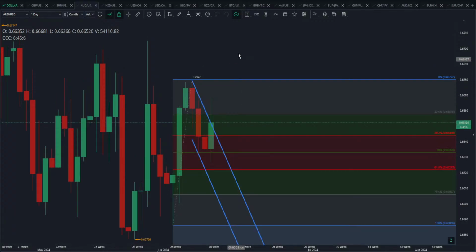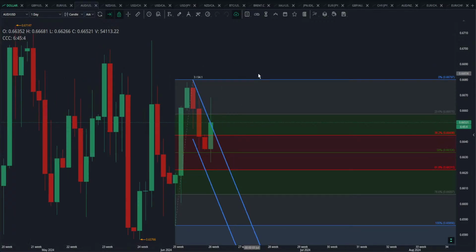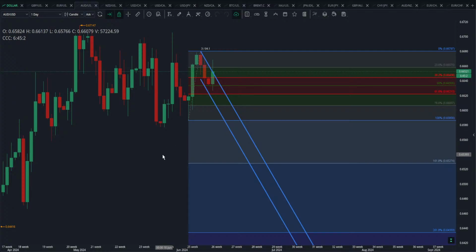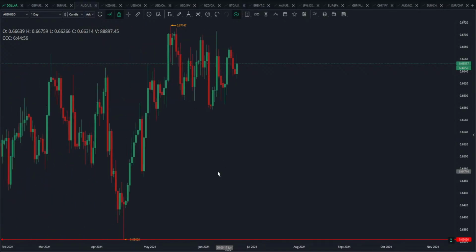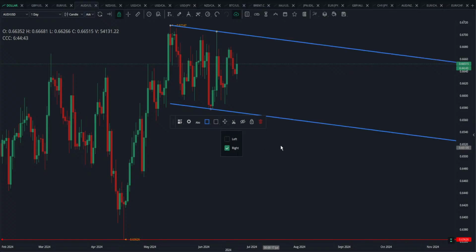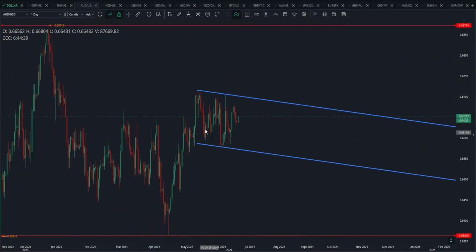Now, why am I thinking about this? Let me remove everything else. You see, the price was making higher highs and higher lows, and then it went into consolidation. Now, one thing for sure, when you draw this channel and extend it to the right, you will see that this is a consolidation. This is not a down move.